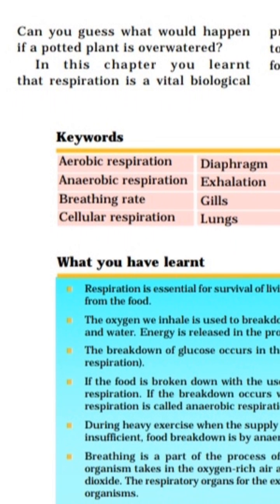Now the next: can you guess what would happen if a potted plant is overwatered? What happens? Roots growing in waterlogged soil may die because they cannot absorb the oxygen needed to function normally. We now know that roots take oxygen which is present in the gaps of the soil, but when there is overwatering, that space will be covered by water, and they may die. Again I will tell you the answer: roots growing in waterlogged soil may die because they cannot absorb the oxygen needed to function normally.